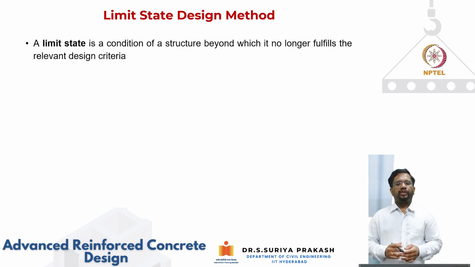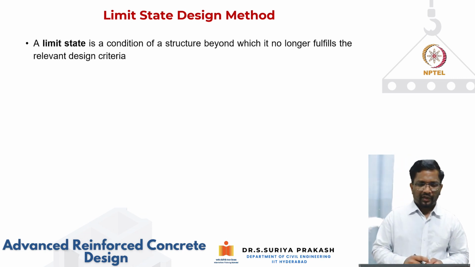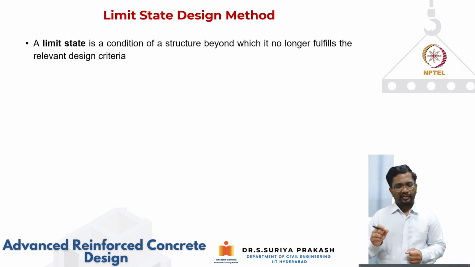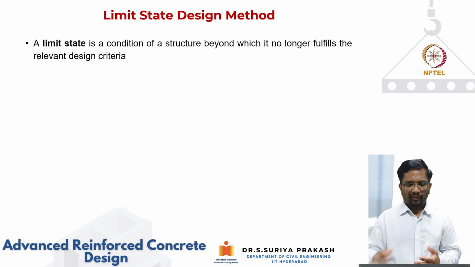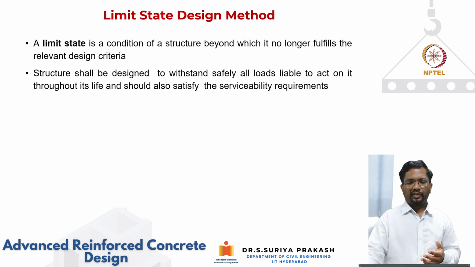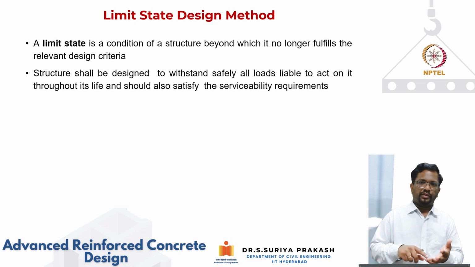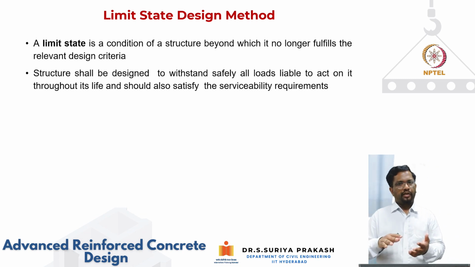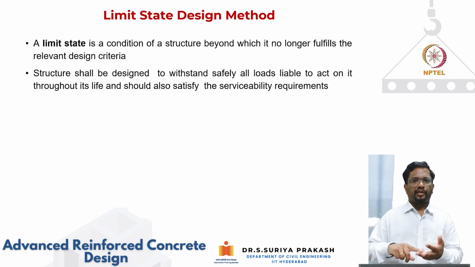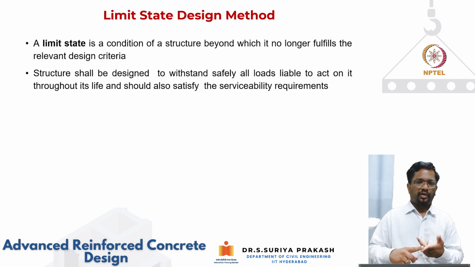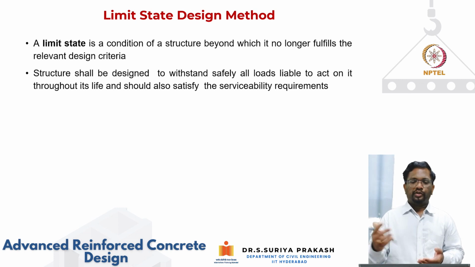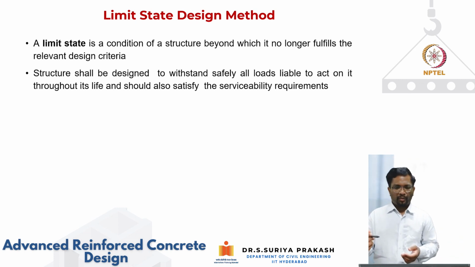Now let's talk about what a limit state is. As the name says, a limit state is a condition of a structure beyond which it no longer fulfills the relevant design criteria. We have different limit states. Limit state of collapse, that we design for strength. Of course, when we do the design, a collapse can occur in multiple actions. It can happen in flexure, under axial load, under shear, in torsion, and due to bond. So multiple limit states of collapse are possible, right?